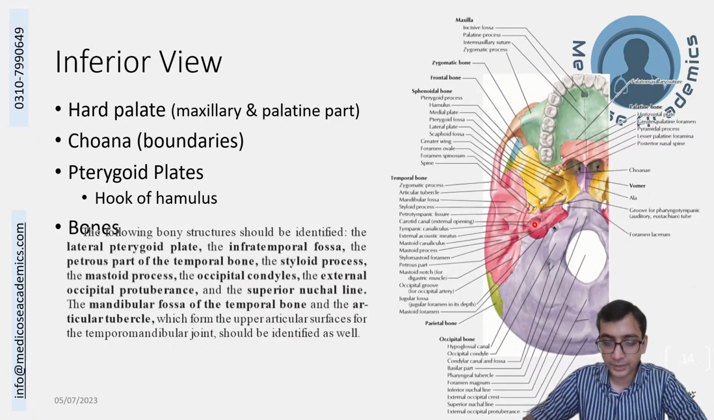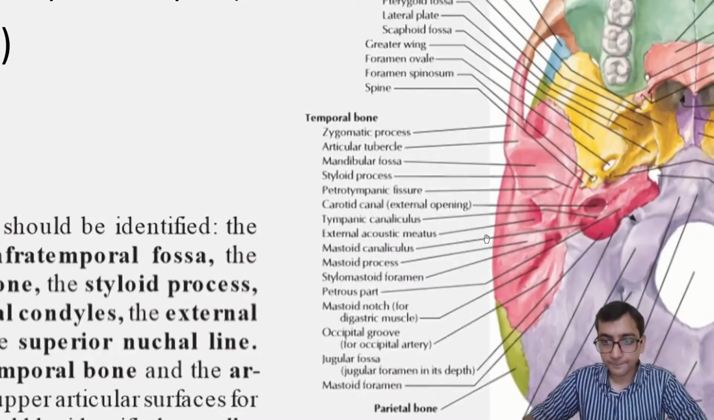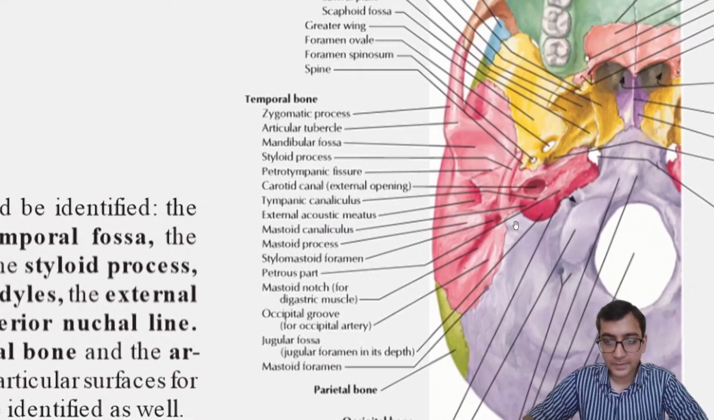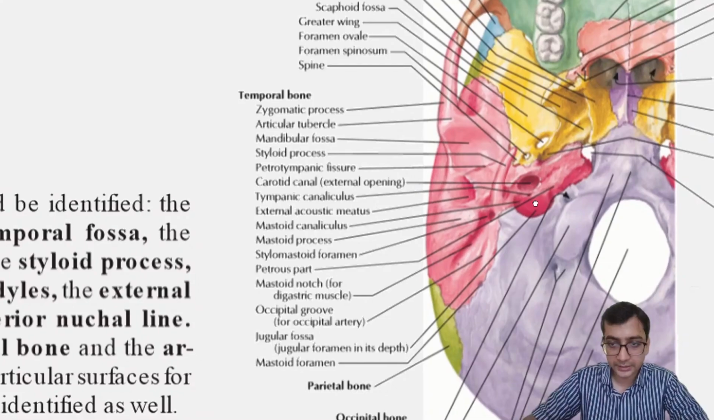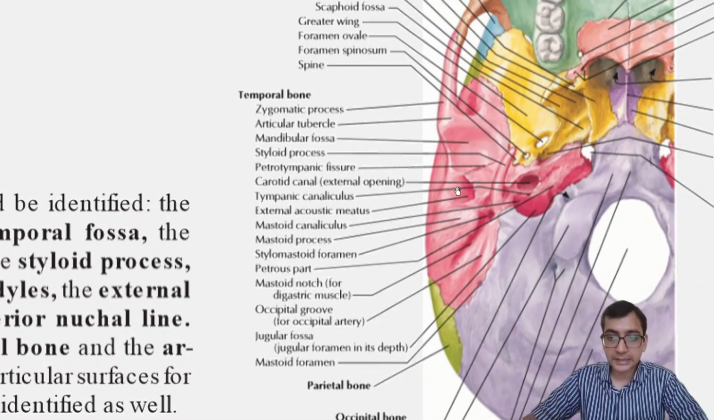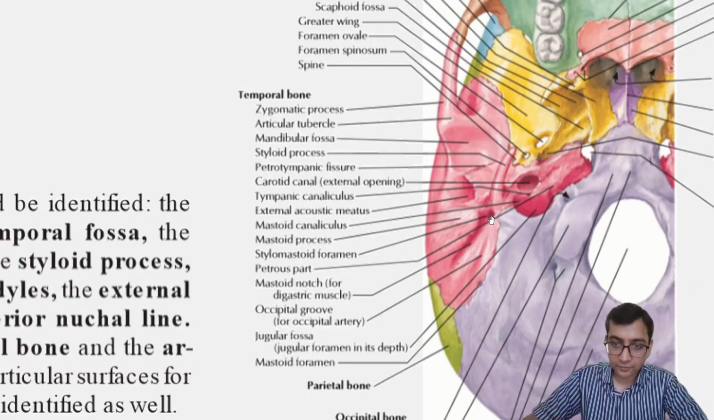We would discuss the carotid canal opening, tympanic canaliculus. I did not discuss this with you. Tympanic canaliculus is an opening just behind the carotid canal that also goes to the middle ear. Then there is the external acoustic meatus, mastoid process, stylomastoid foramen, and the facial nerve moves through the groove that a muscle is passing through.